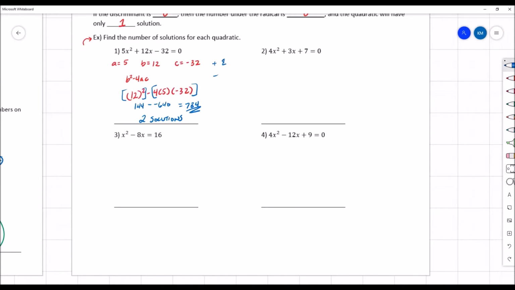If it were negative, there'd be no solutions. And if it's 0, it would be 1 solution. Okay, so those are our options. Remember, that's what we're doing. All right, moving on to the next problem.